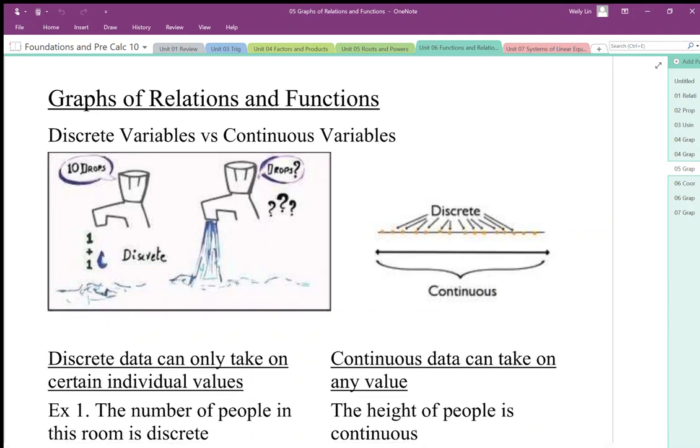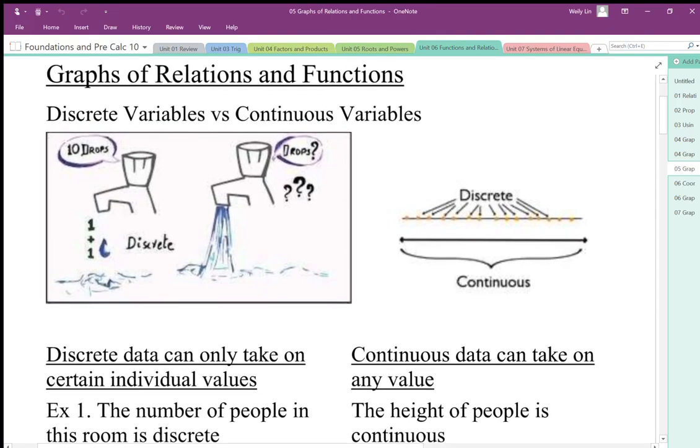About graphs of relations and functions, we need to distinguish the difference between discrete variables versus a continuous variable. So a discrete variable is when we have just discrete pieces. For example, if we have drops of water, we can count the individual drops of water. Whereas if we have a continuous flow, it's hard to count the individual drops of water in that case.